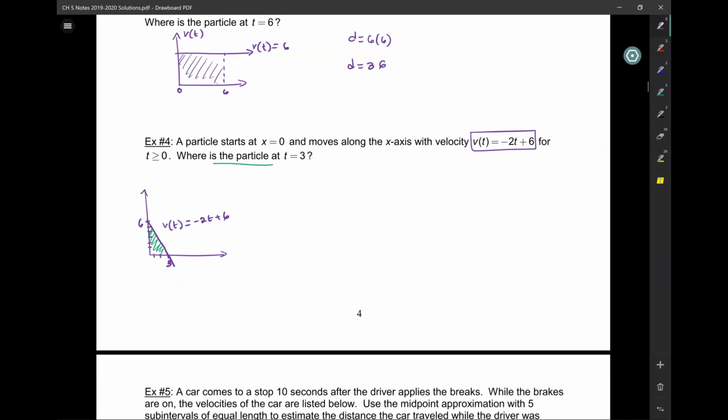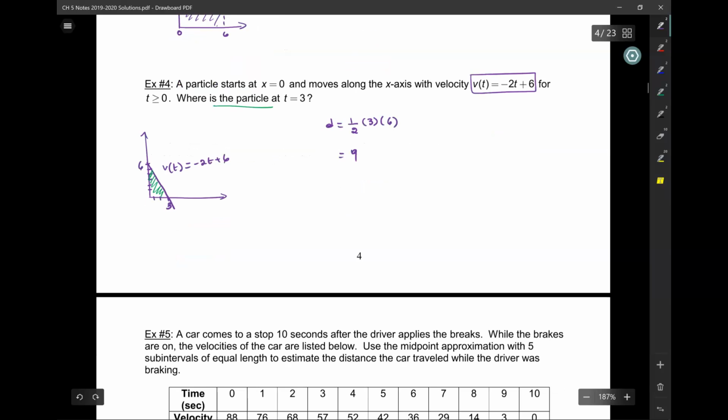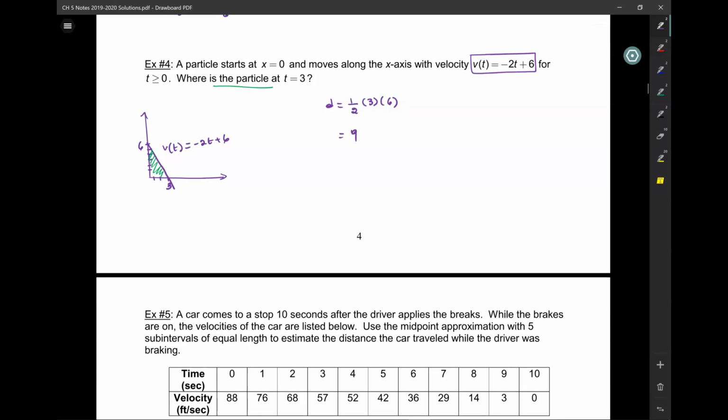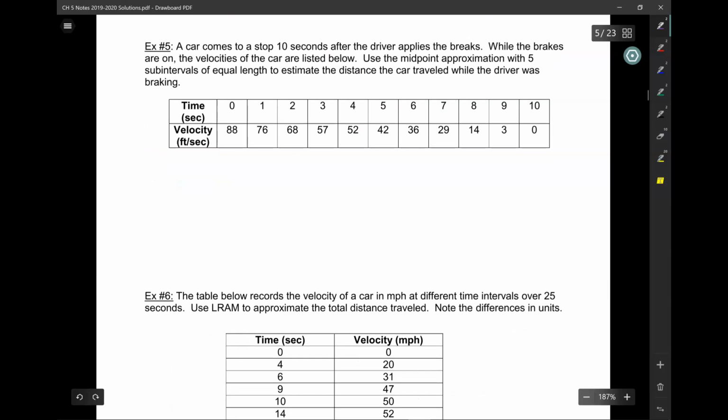Any graph, the graph of any function is a curve. So, distance is equal to half, this is a triangle, times the base times the height. So that's 9. Is everybody okay with that? Yes? Okay. A car comes to a stop 10 seconds after the driver applies the brakes, right?